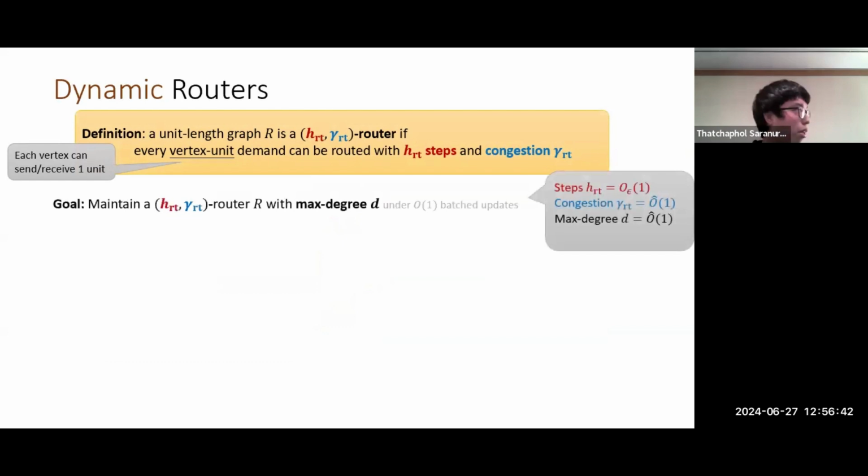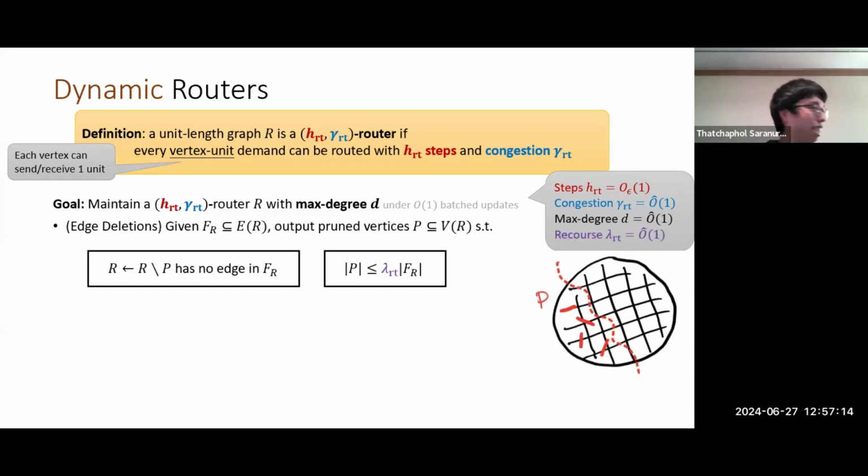Our goal is to maintain an (H, gamma) router R with max degree D. Here, the parameter H should be a real constant. And gamma and D can be something close to constant, like n to the epsilon to the 100. And because we control the max degree of this router, this router is actually a very sparse graph.